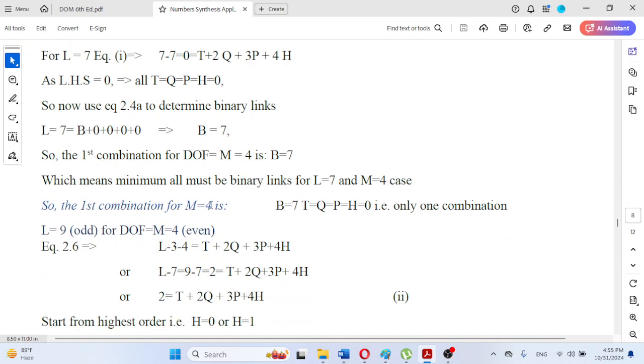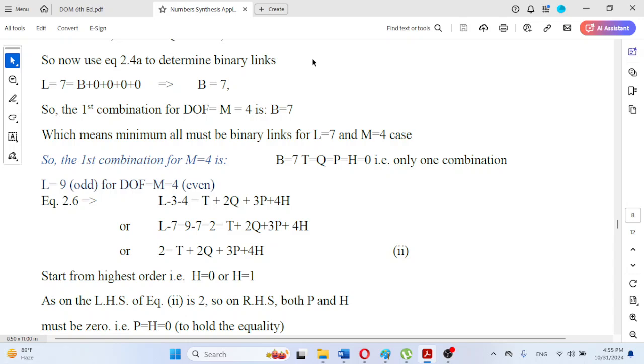So the first combination for 4 degree of freedom or mobility is all binary links, which must be 7 in number, and all ternary, quaternary, pentagon, hexagon links will be 0. So there is only one combination possible. We can say this is the only one isomer for 4 DOF.